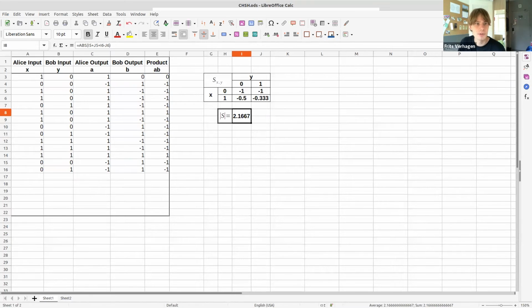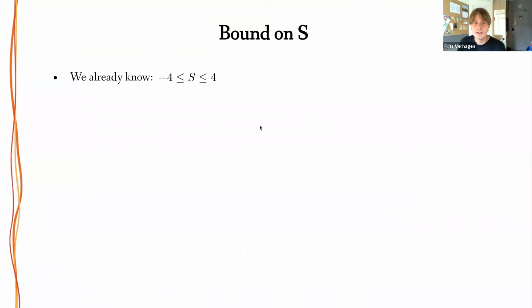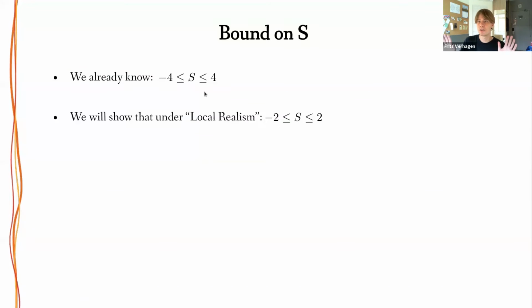Okay, so let me go on with my presentation and talk about why we're doing this and what this means and what it has to do with quantum mechanics. So as we know, S is at most 4 and at least -4. But we will show that actually under something called local realism, S can actually not become 4, but is bound between -2 and 2.